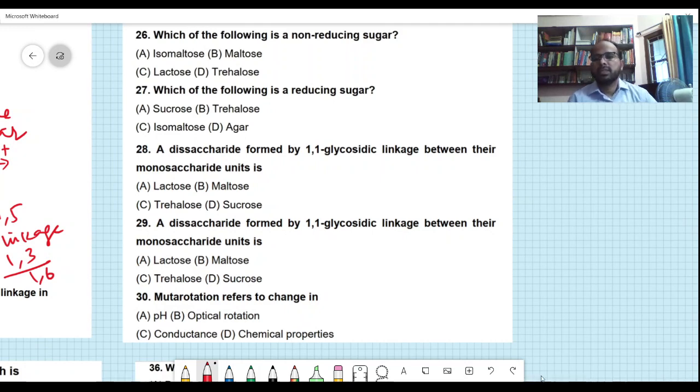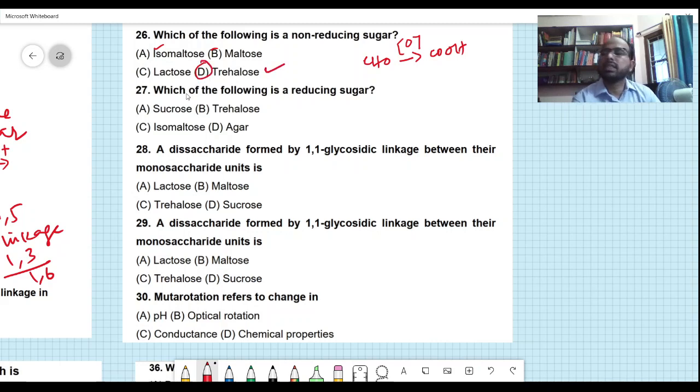I told you a reducing sugar is one where if you have CHO it may get converted into COOH. It is the oxidation process. So which of the following is a non-reducing sugar? Something which does not conform to this is called a non-reducing sugar. Okay. What is the answer there? Isomaltose, maltose, lactose, these are all reducing sugars. So D is the right answer there. Trehalose. No, it doesn't have the reducing property.